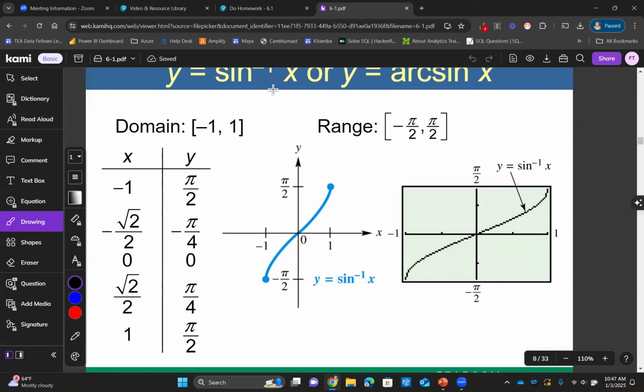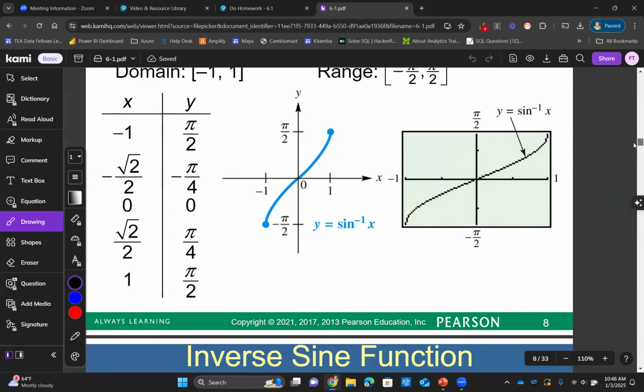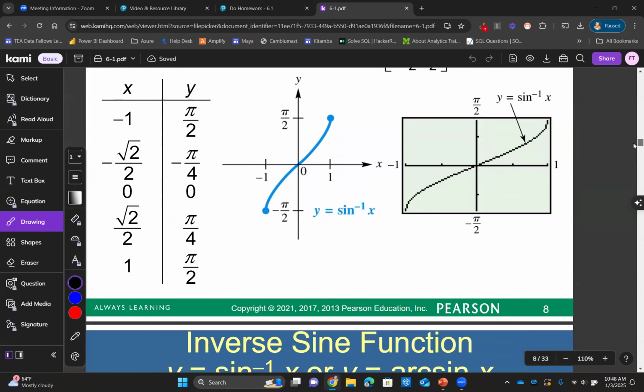If you evaluate arcsine of x for some famous sine values and find the corresponding angles, the sine values become the x values and the angles become the y values, and you can obtain one cycle of arcsine of x. This slide shows you what arcsine of x looks like.